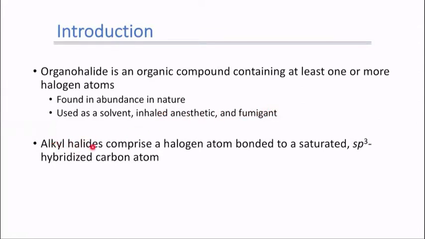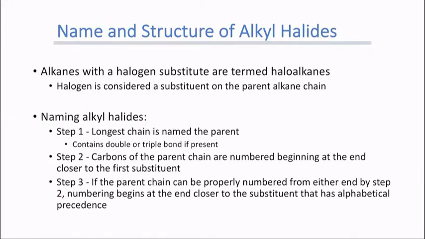And another term, alkyl halides. Alkyl halides are organic compounds that contain at least one halogen atom, and it's bonded to an sp3 hybridized carbon. So organohalide is a more broad term. Alkyl halide refers to the sp3 hybridized ones. When we first examine naming our alkyl halides, remember they're alkanes that contain a halogen as one substituent. And so the term is haloalkanes. The halogen is considered a substituent of the parent chain.